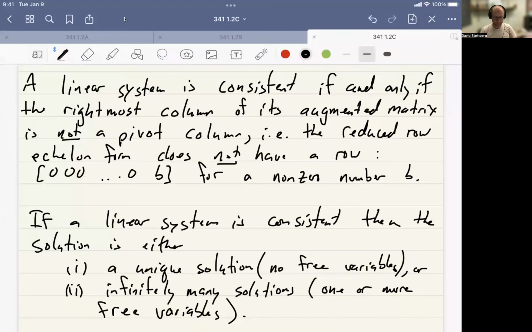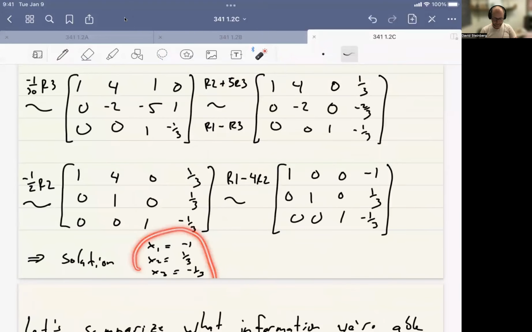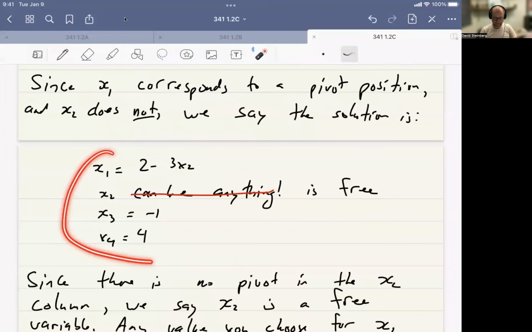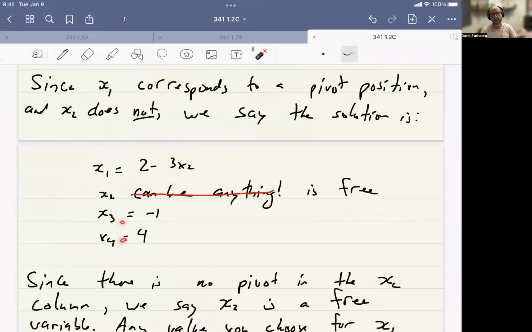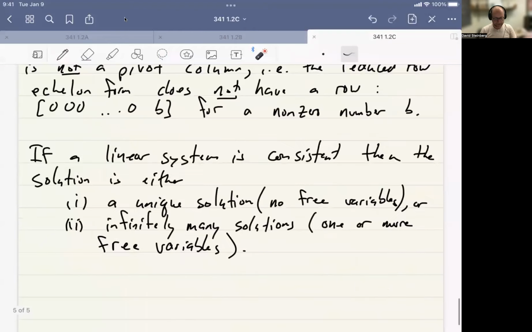Okay, so we saw examples of unique solution above here. We saw an example of infinitely many solutions, what they looked like. This form, x1 is some function of x2, x2 can be anything, x3 and x4 are fixed. And we've seen examples in maybe the last video of 1.1 where there's just no solution, where we ended up having a row that looked like zeros with a 1 here. And of course, there's no solution. There are no values of x1 and x2 that are going to make 0 equal to 1.